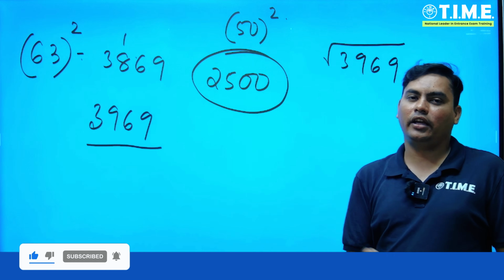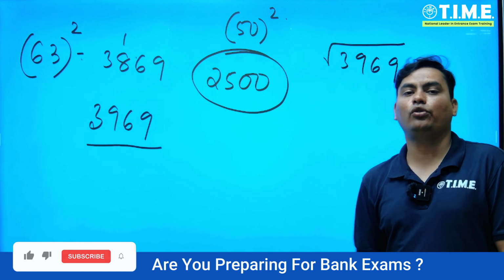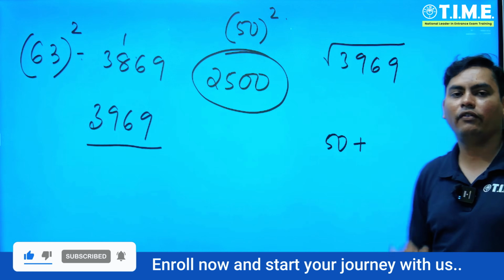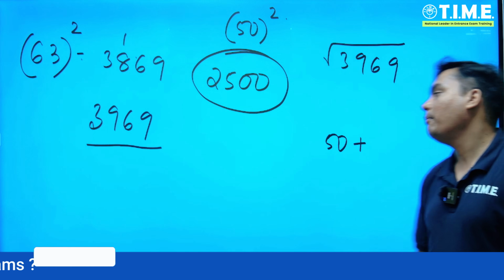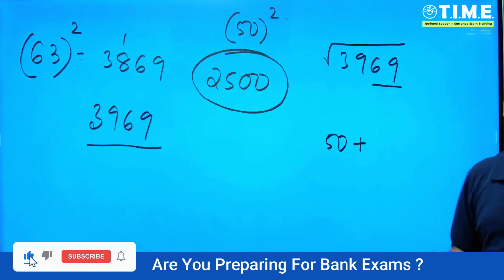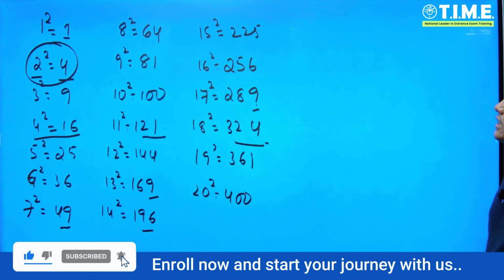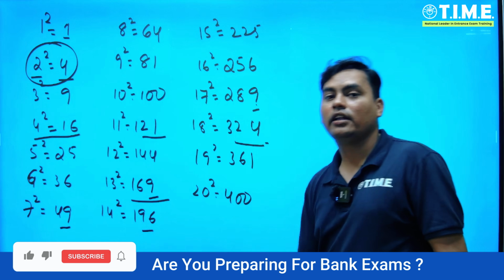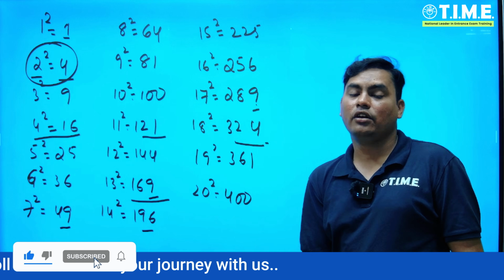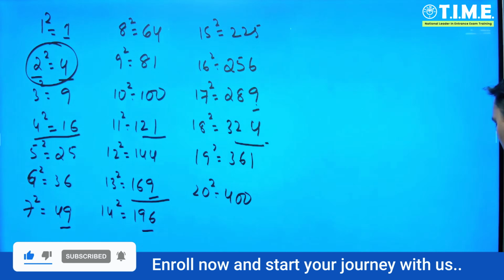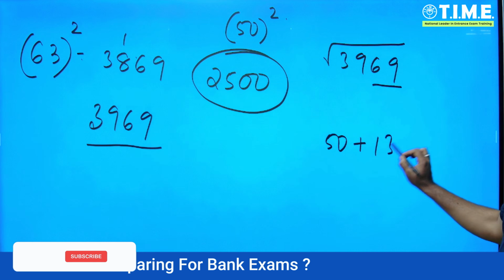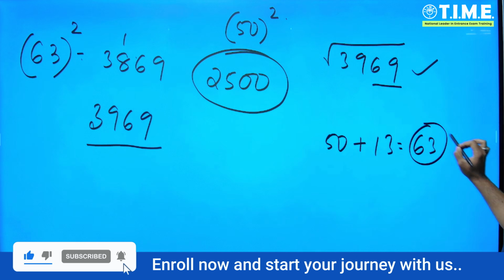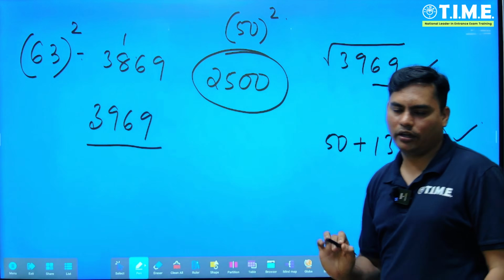It is more than 2500, obviously yes. When it is more than 2500, it is 50 plus something. But what is that something? Look at the last two digits, it is 69. 69 comes from which square? It is 13 square. 13 square ends with 69. So the number I should add is 13. It is 50 plus 13, which is 63. So it is the square of 63. Got it, everyone?